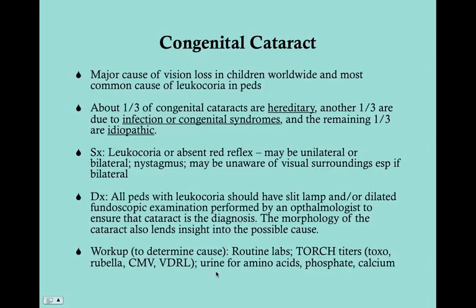Then you also want to get a urine for amino acids, phosphate, and calcium. That's going to help you determine if there's any congenital disorders, genetic disorders. Mostly what we're thinking about here is something called Lowe's syndrome.